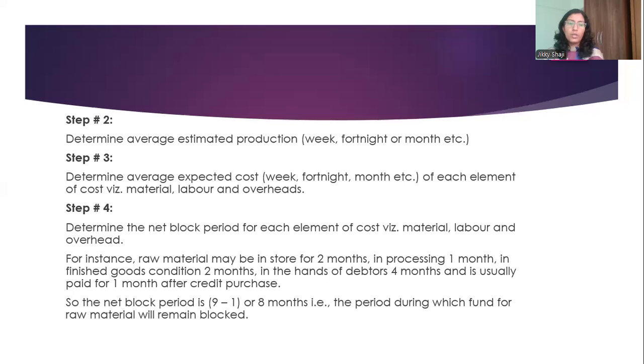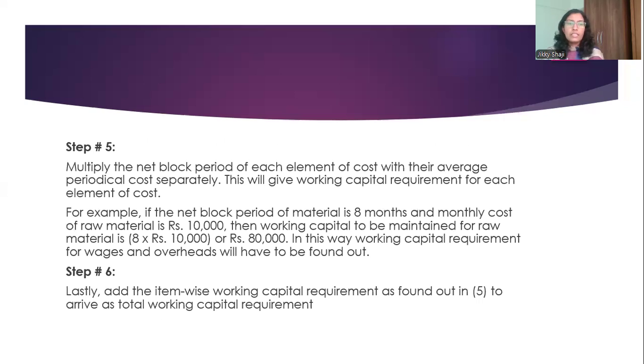So the net block period will be 9 minus 1. That is 1 month for credit purchase. So it is 8 months. Then the period during which funds for raw material will be remaining blocked will be these 8 months. The next step is we have already calculated the net block period for each element of cost with their average periodical cost separately. So this will give the working capital requirement for each element of cost.